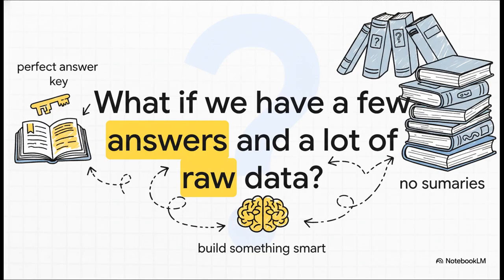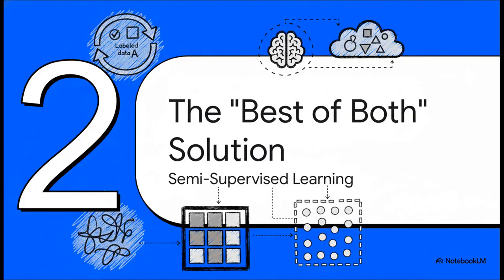Imagine I give you a tiny, perfect answer key for a test. Awesome. But then I also hand you an entire library of books that haven't been organized or summarized at all. What do you do? How can you possibly use that tiny key to make sense of the whole library? Well, the answer to that question is a huge yes, you can. And that's where our hero comes in, semi-supervised learning. This technique was literally built for this exact problem.